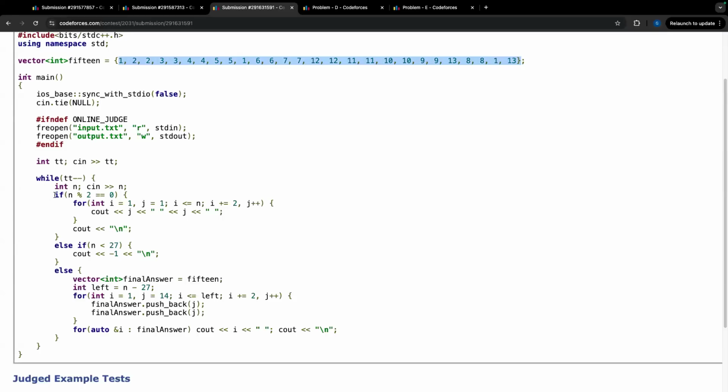After that, you just take in n. If n is even, then you just print pairs, that is 1 1 2 2 3 3 4 4, so on and so forth.